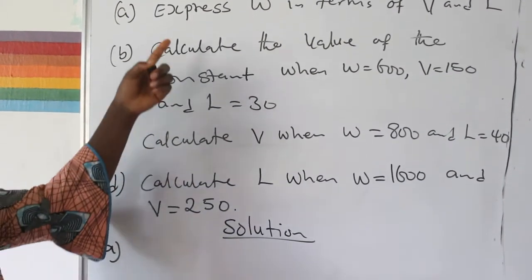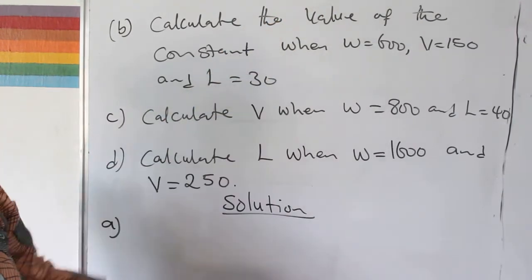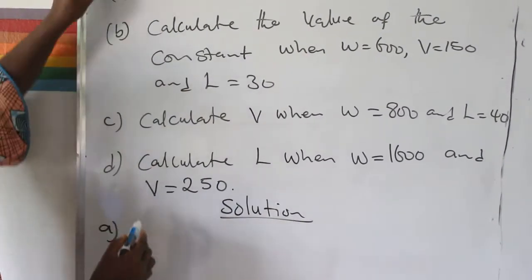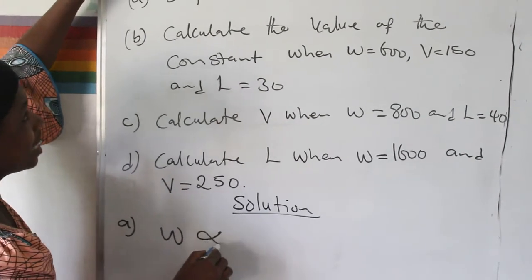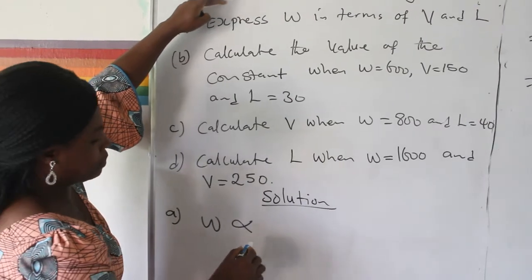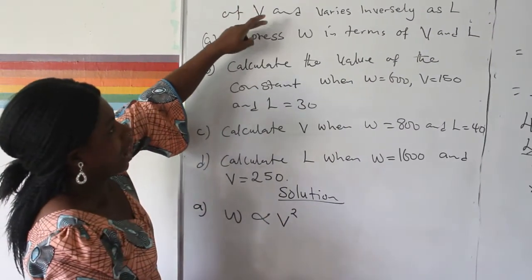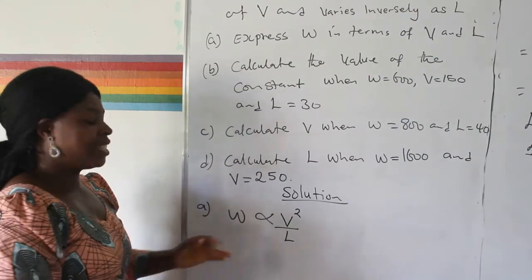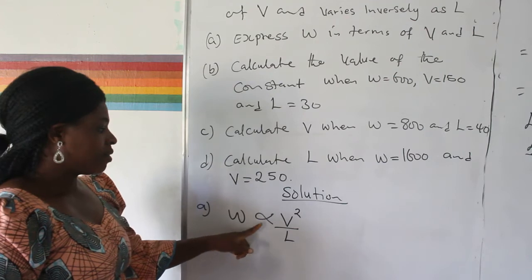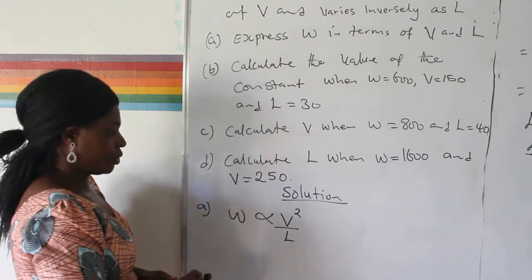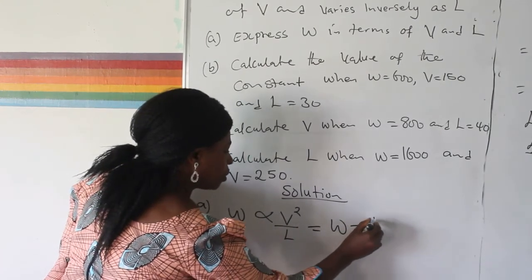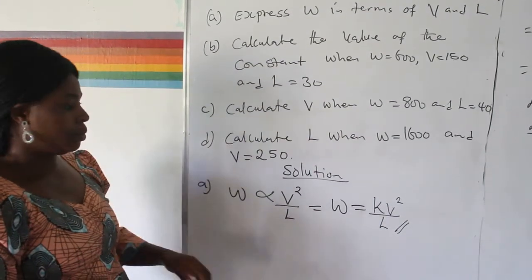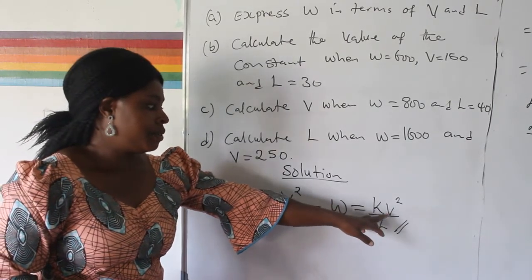A. We are just to express W in terms of v and L. That is, just write this information in a mathematical way. So here we see W varies directly as the square of v, and varies inversely as L. When we talk about inverse, you have it like this, as L. So that is what they ask us to find. But then we have to take away this sign of variation. So here now we have W will be equal to Kv squared all over L. That is all for the first one. We are expressing W in terms of v and L.